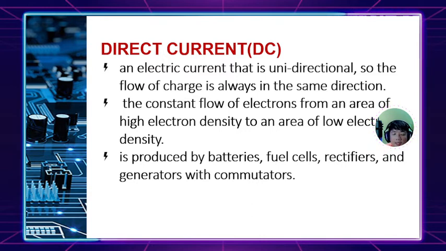That's why, if you will notice, yung presentation ng battery ay ng DC, a good example niya is these are batteries or fuel cells. So from the definition, it is produced by batteries, fuel cells, rectifiers, and generators with commutators. So that's the meaning of the direct current.